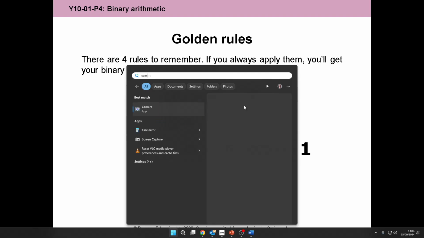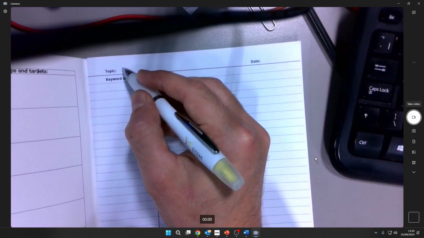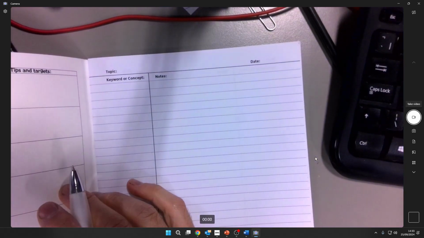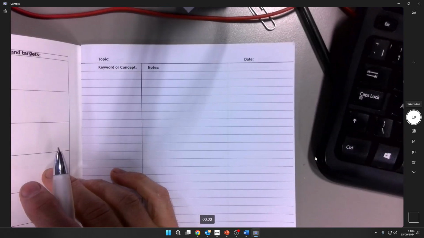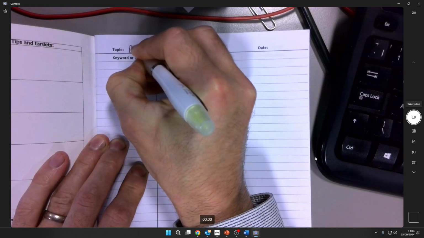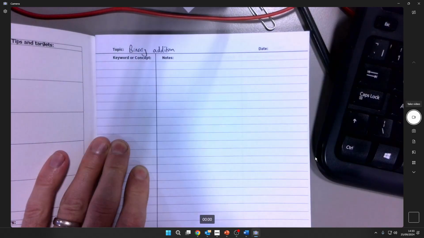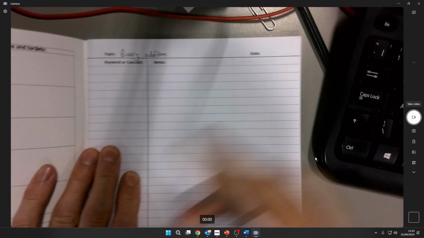But let's switch first of all to the way that we did maths at primary school. So you've hopefully got your spotty books. Can we turn to a new page, please? The topic is binary addition. Today's date is the 25th.